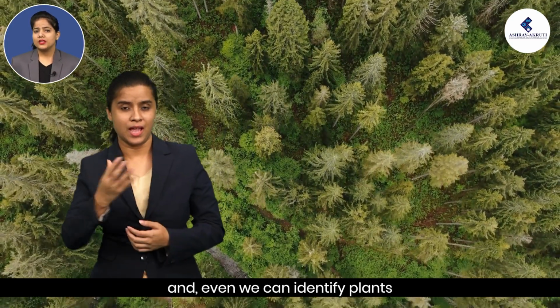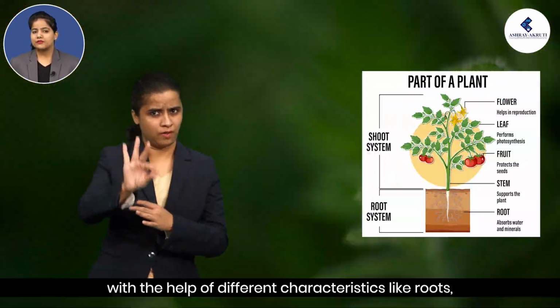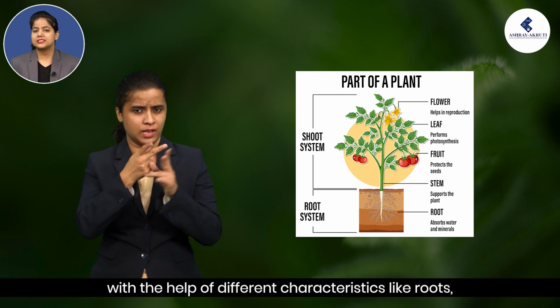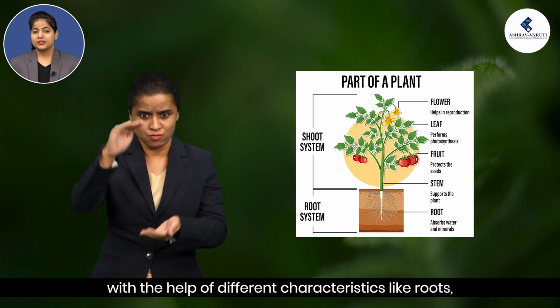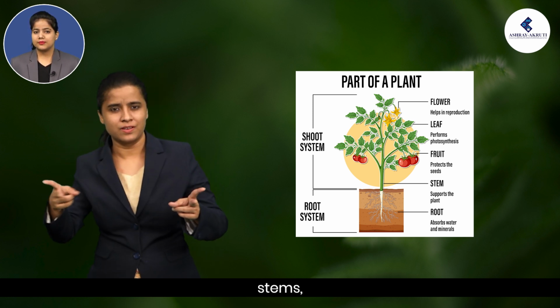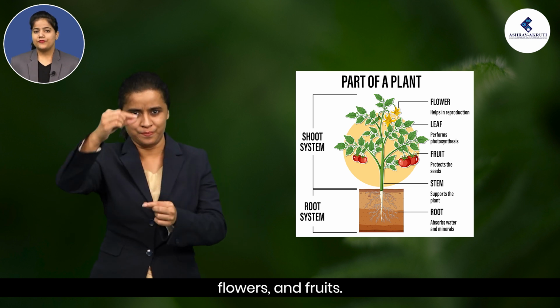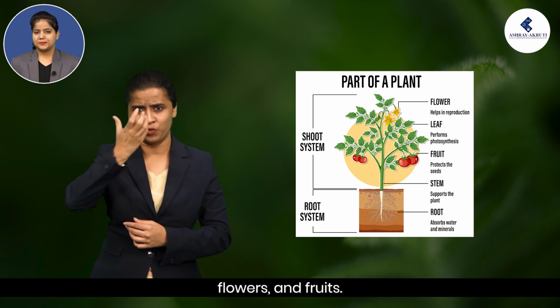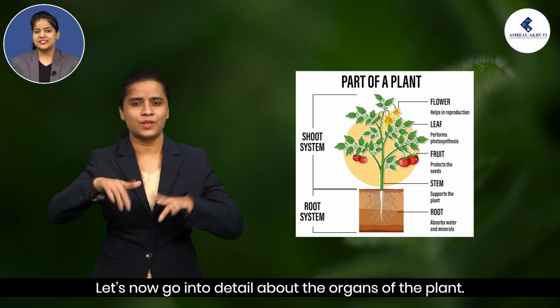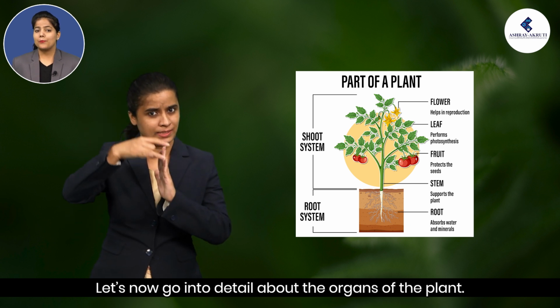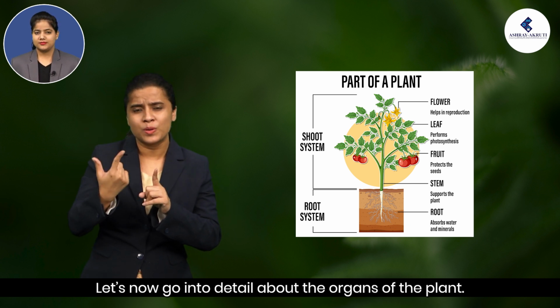And even we can identify plants with the help of different characteristics like roots, stems, leaves, flowers and fruits. Let's now go into detail about the organs of the plant.